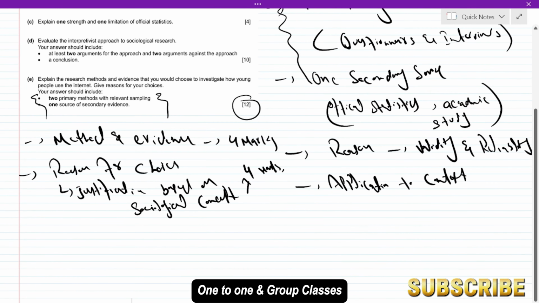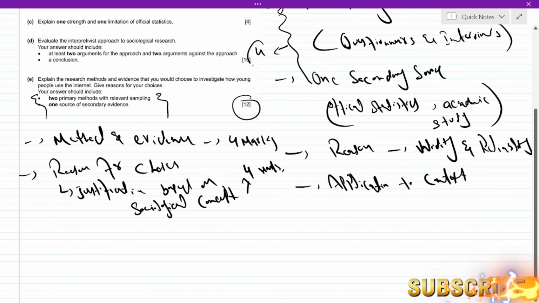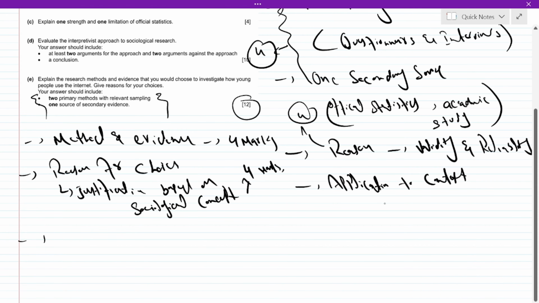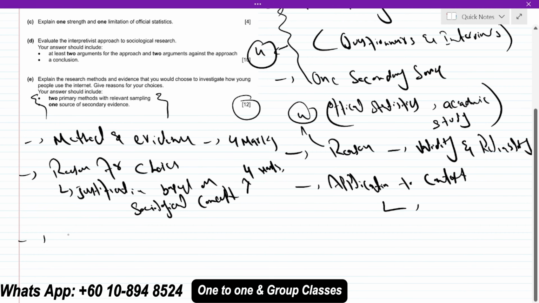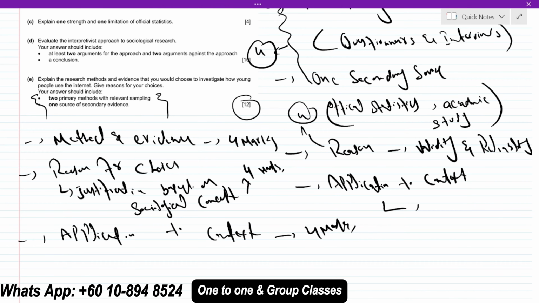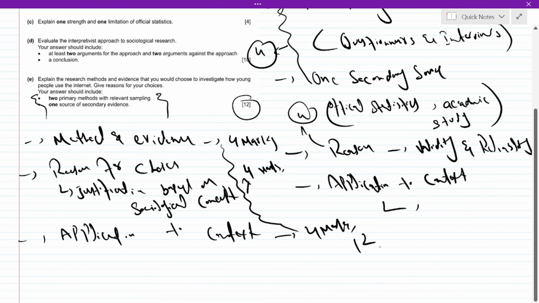And the third thing that you have to provide is the application to the context. You would be able to get 4 marks for that point. So how the method specifically applies to investigate young people's internet use, and this is how you would be able to get 12 marks in part E. Now let's come on to the question and see how we can attempt this one.